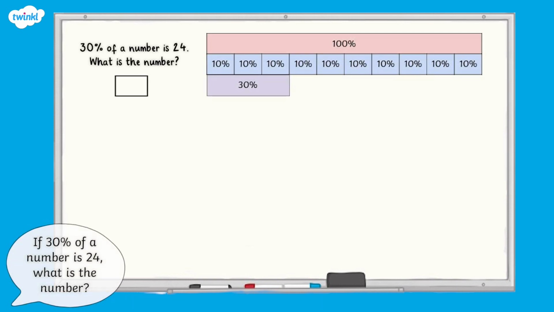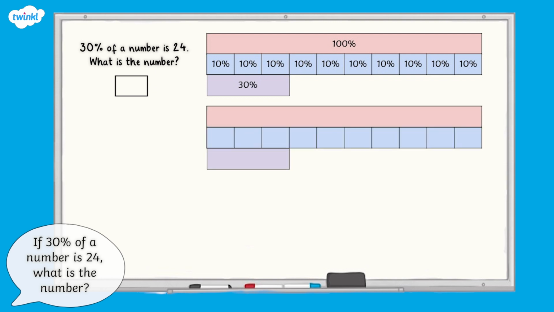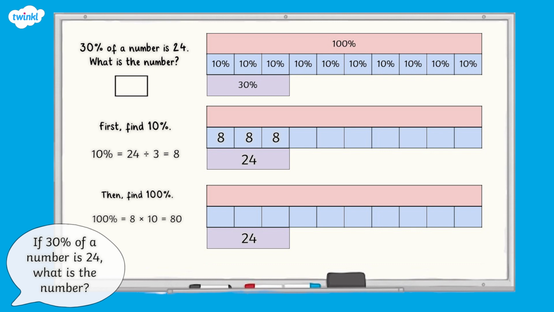30% of a number is 24. What is the number? We can use this bar model to help us to find 100%. Let's start by writing in what we already know. 30% is 24. 24 divided by 3 is 8. So 10% of the number is 8. If we know 10%, we can multiply that by 10 to get 100%. 8 multiplied by 10 equals 80. So therefore, our answer is 80.